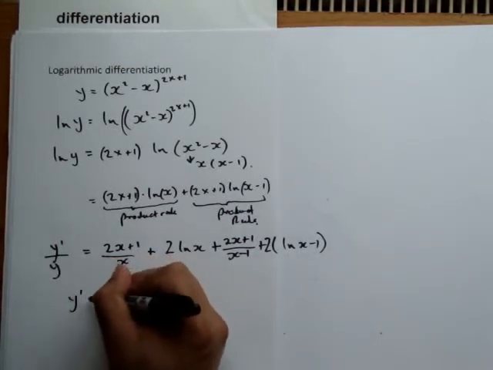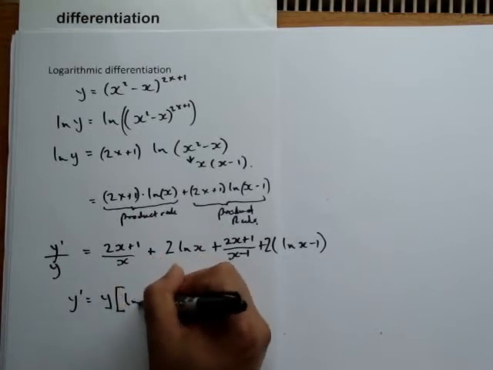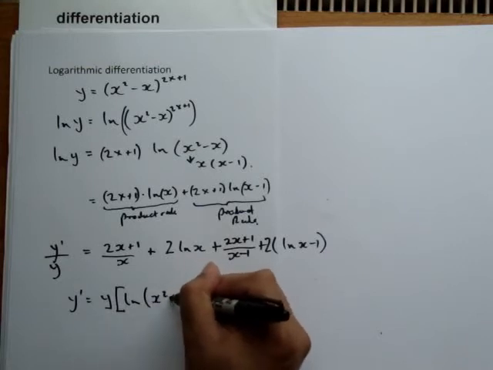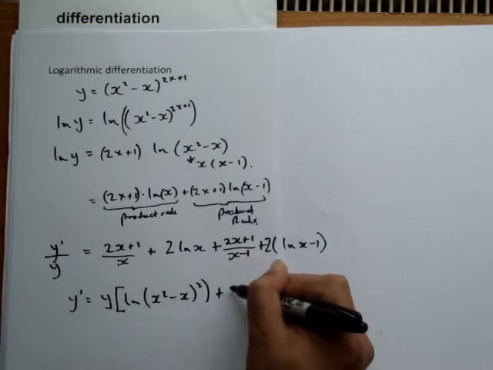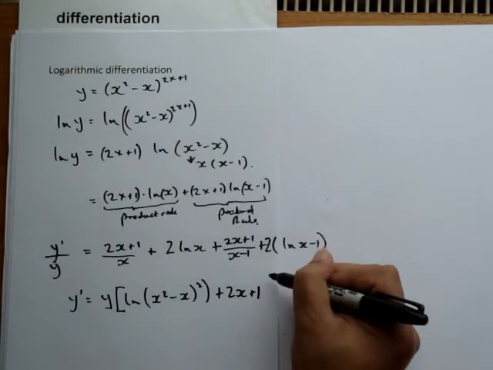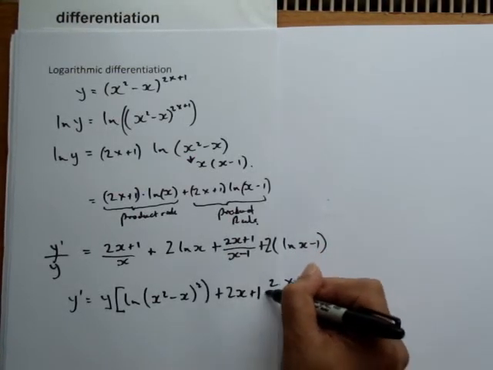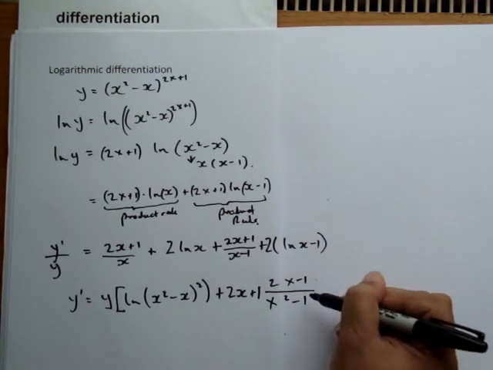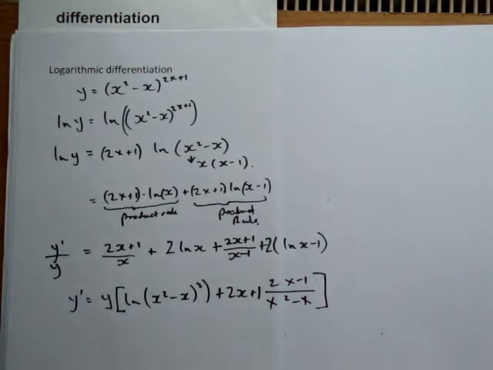So y prime equals y multiplied by the natural log of x squared minus x all squared, plus 2x plus 1 multiplied by 2x minus 1 over x squared minus x. And that is our answer.